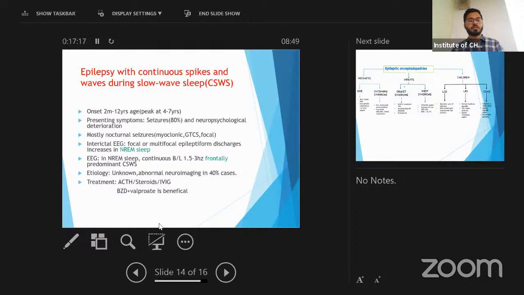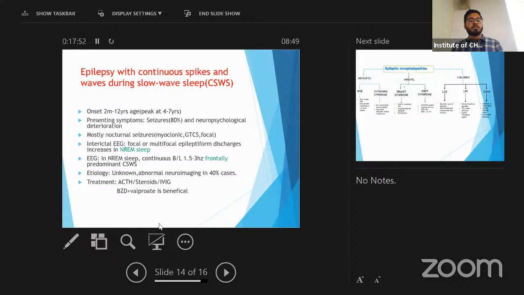The interictal EEG shows focal or multifocal epileptiform discharges, which increase in sleep, in NREM sleep. The EEG shows continuous bilateral 1.5 to 3 Hz frontally predominant continuous spike and waves during slow wave sleep. In epilepsy with continuous spikes and slow waves, the spikes are usually frontally dominant, but in case of Landau-Kleffner syndrome, the spikes are temporally dominant.